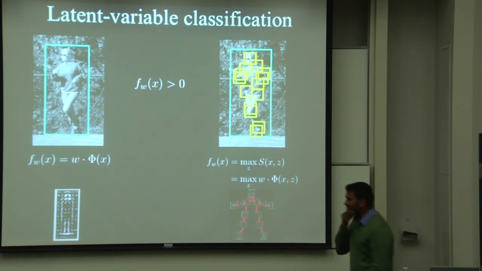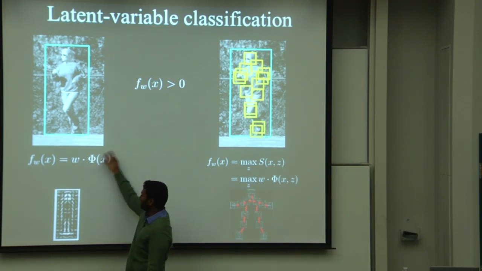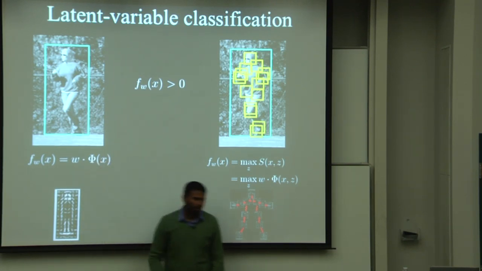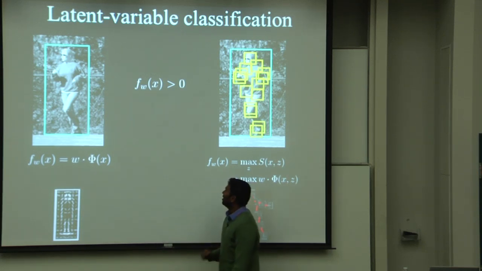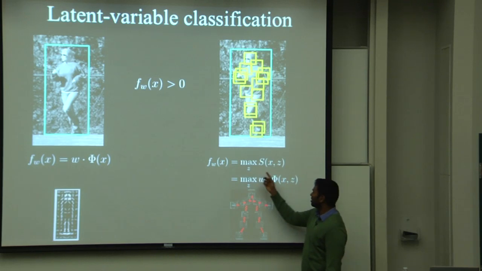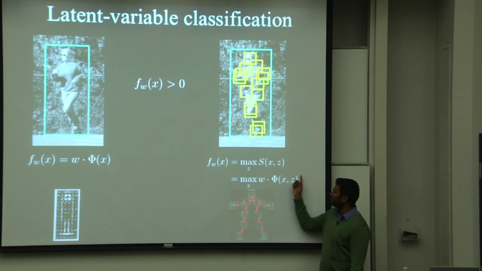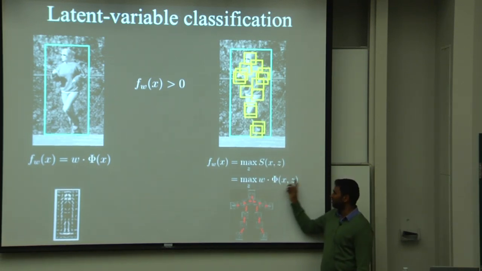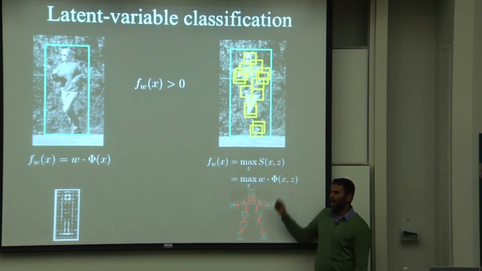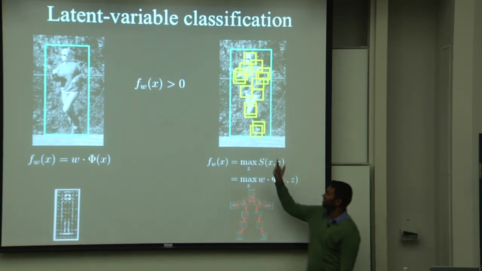Okay, so in terms of latent variable classification, previously we had some image patch X, we compute a HOG feature phi, and we take a dot product with W, and wherever this scored better than zero, we'd say, yes, there's a pedestrian here. Now, for every image location X, for every possible set of parts Z, we compute a score, which again is just a dot product of a big model parameter with a big feature. And now we search for the high scoring placement of parts, and if that high scoring placement score exceeds zero, then we'll claim that this is a person.